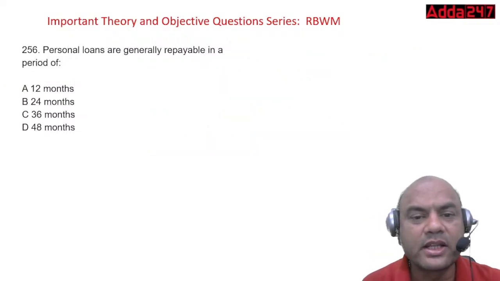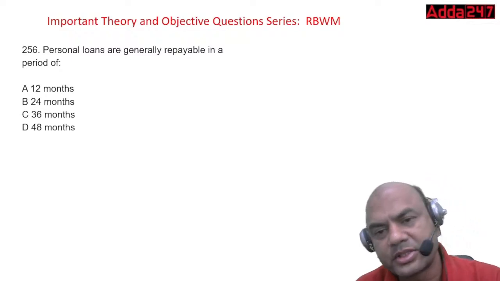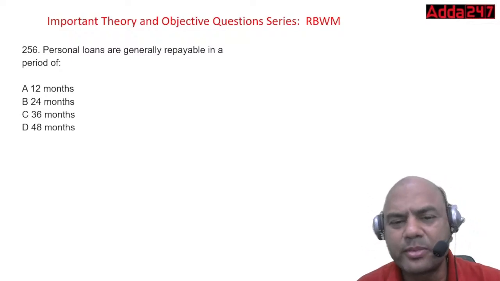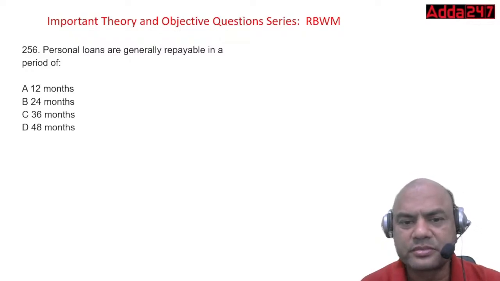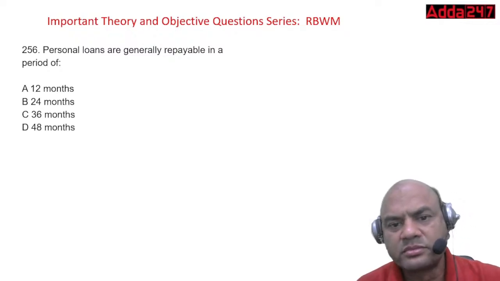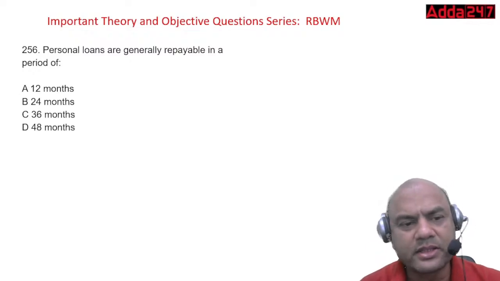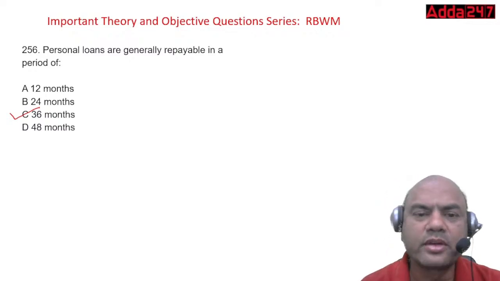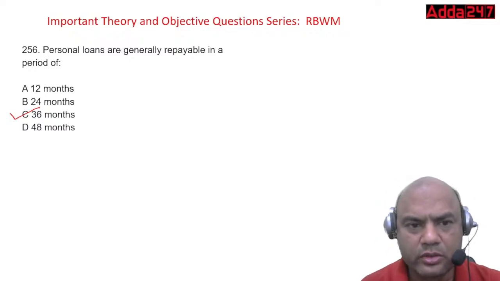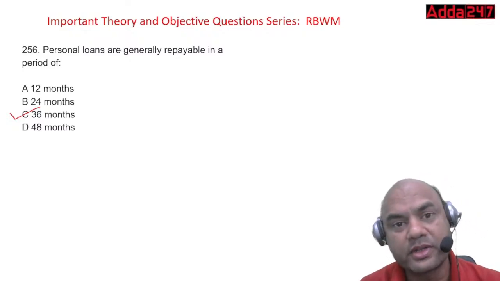Personal loans are generally repayable in a period of 12 months, 24 months, 36 months, 48 months. Now this depends on the bank to bank. Generally, but what do we see? Again, I said bank to bank, but generally it is 36 months. Some banks do give the loan period of 48 months also.